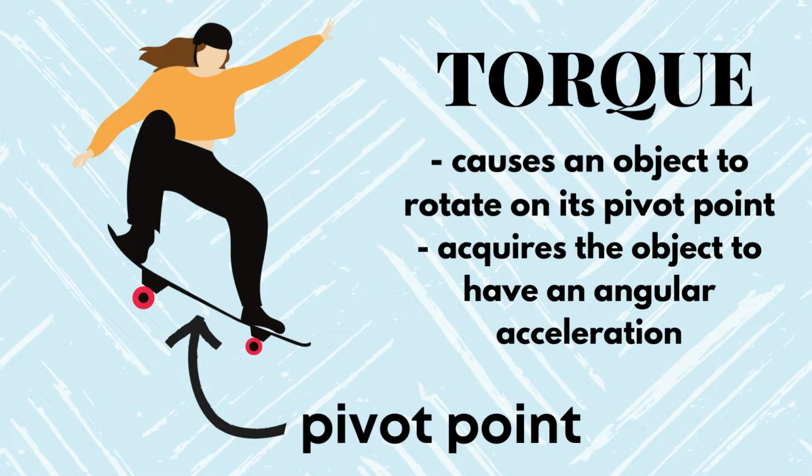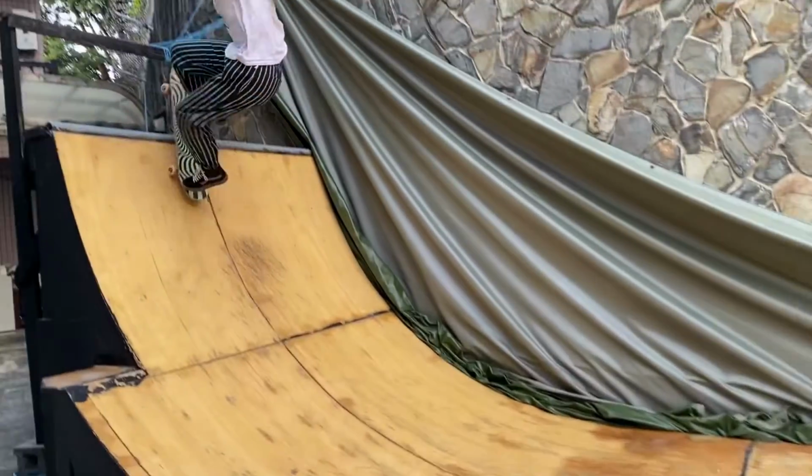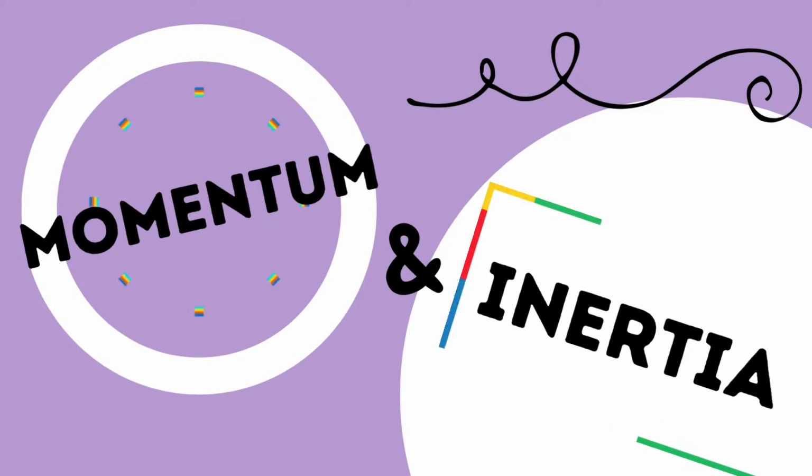Torque is the force that causes an object to rotate on its pivot point. It requires the object to have an angular acceleration. Here, the skateboarder was able to skate up onto the ramp due to momentum and inertia.